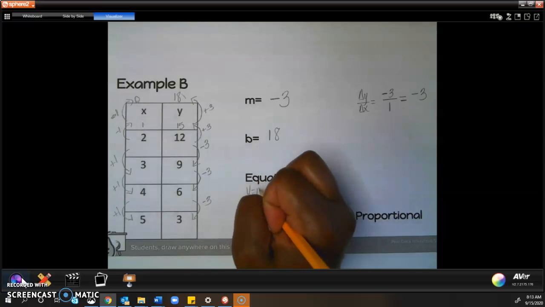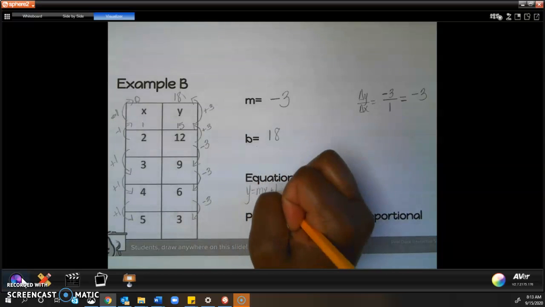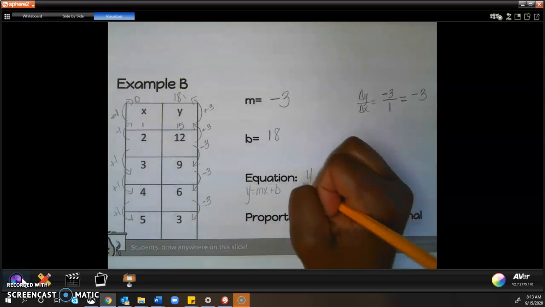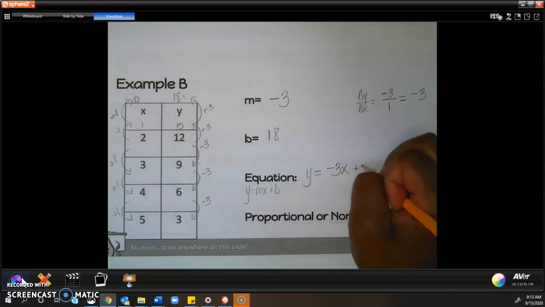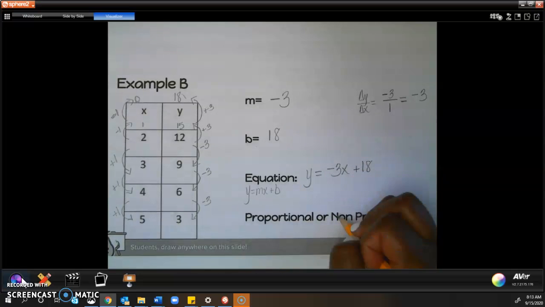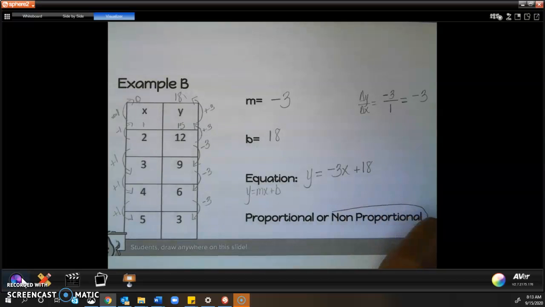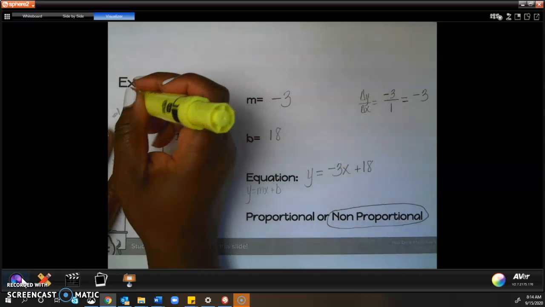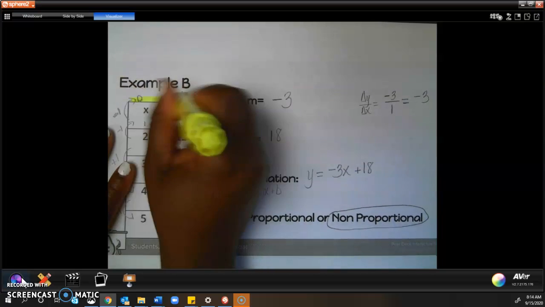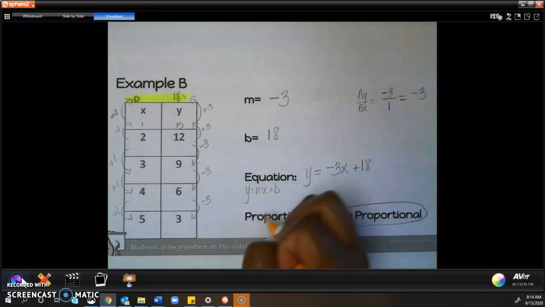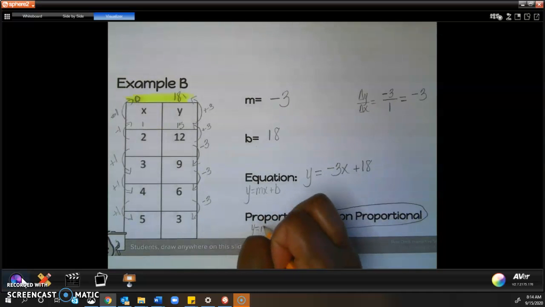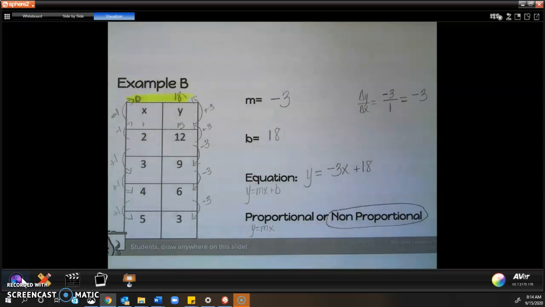Remember, it's y equals mx plus b. Okay, so I have y is equal to -3x plus 18, which makes this non-proportional because my y-intercept does not equal 0. And if you need to see the visual, I have highlighted my y-intercepts here. So remember, for non-proportional, it's y equals mx plus b, but for proportional, it's y equals mx because your b would be 0.